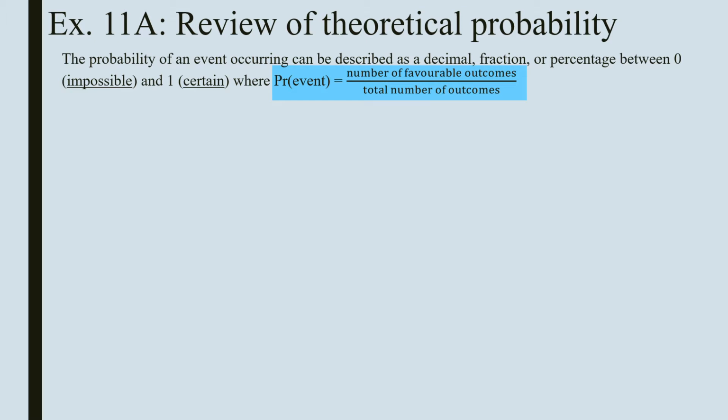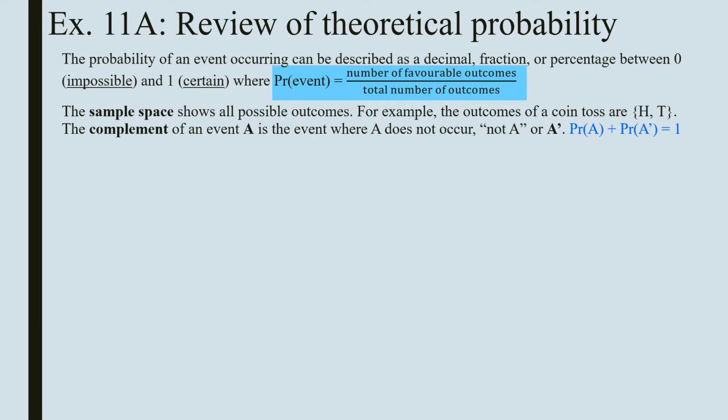So the probability of an event occurring can be described as a decimal, fraction, or percentage, all of which lie between 0, which means it's impossible, and 1, certain. The probability of an event occurring, which we shorthand to PR bracket event, and you name the event in that, equals the number of favourable outcomes, so that's the event that we're looking for, out of the total number of outcomes, or how many possible outcomes there are.